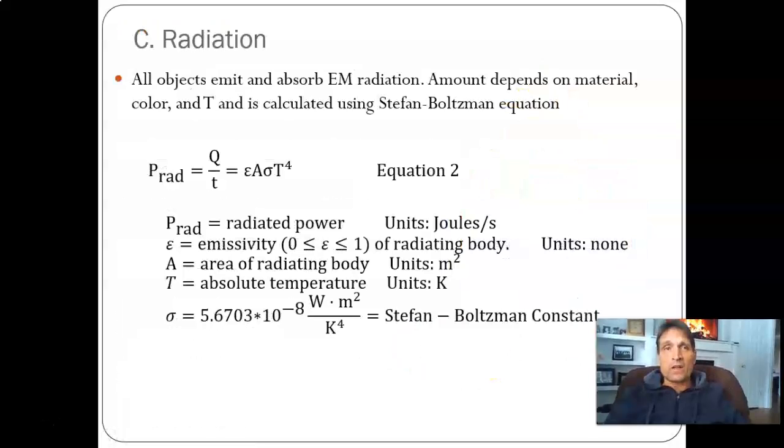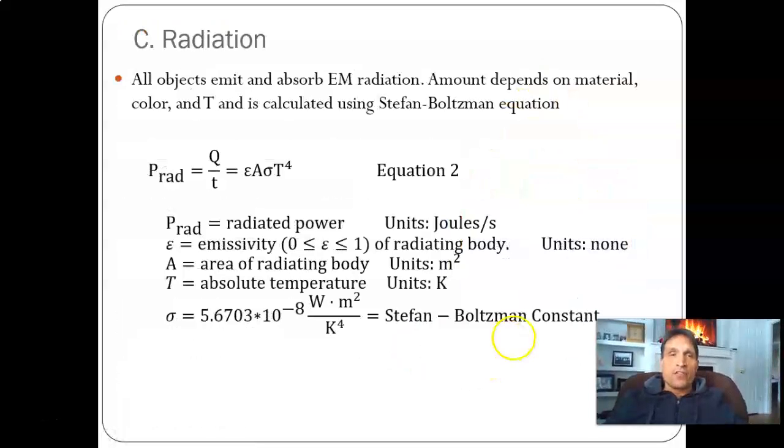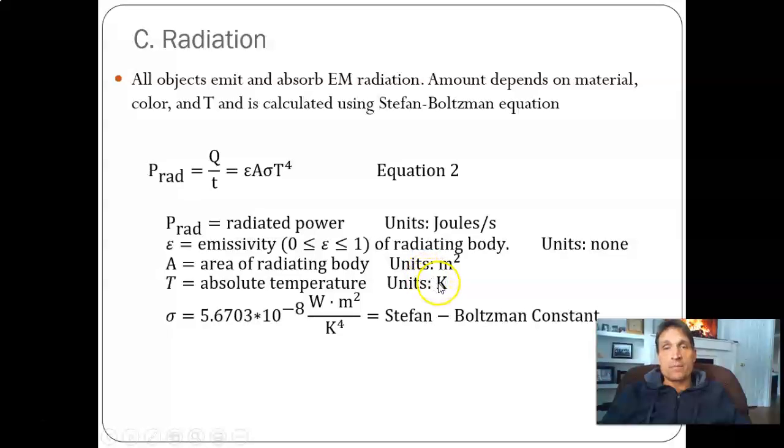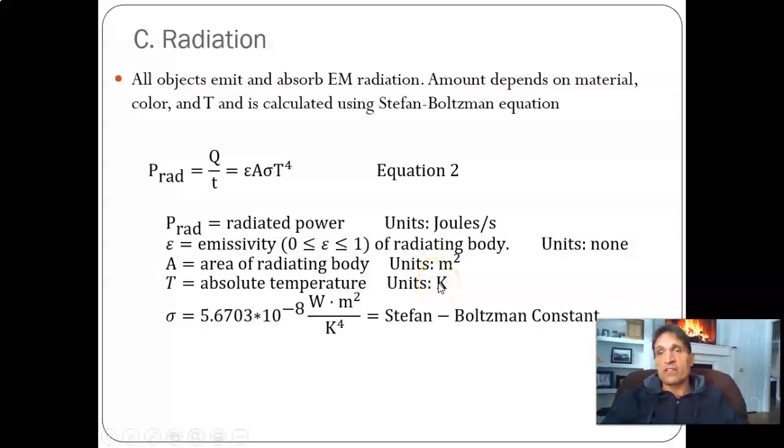So mathematically, if we know the temperature of a body, we can calculate the power, the heat per time radiated by the body. It goes as temperature to the fourth power. We'll get into these other constants in a minute, where this is called the Stefan-Boltzmann equation. Now, to use this equation, we have to remember to use absolute temperature, so that means the temperature has to be in units of Kelvin.